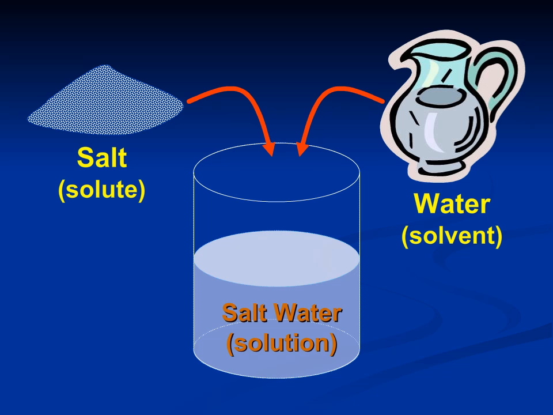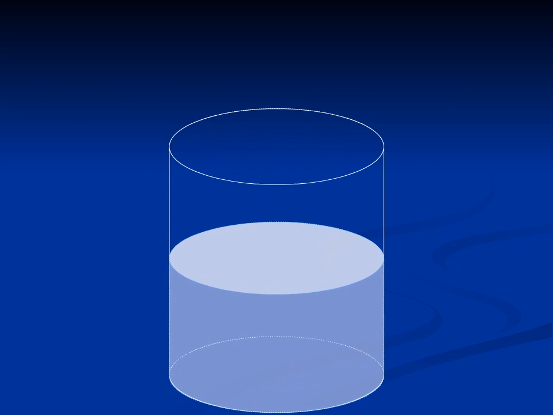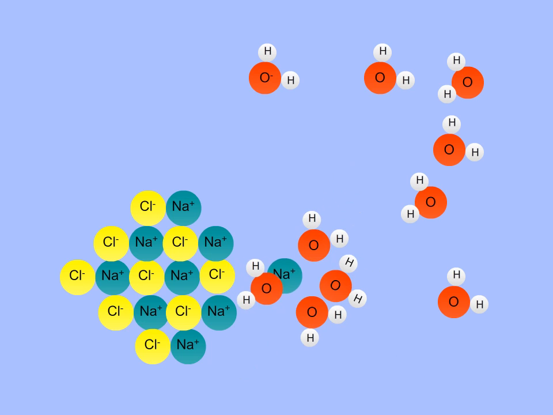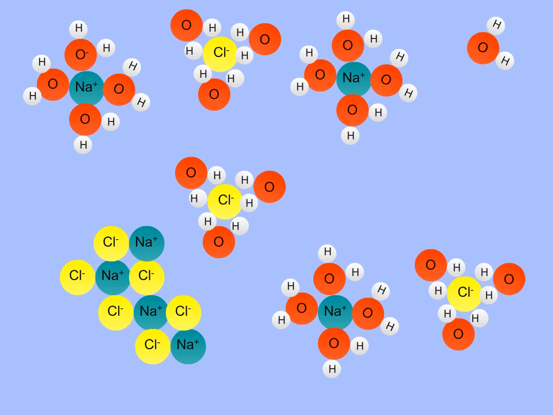Now, if we look very closely at what is going on at the molecular level, we would see that the polar water molecules are attracted to the charged ions in the salt. The partially negative ends of the water molecules surround the positive sodium ions, and the partially positive ends surround the chlorine ions, breaking the ions up. This is why polar substances, those with some degree of charge, will dissolve in water, and we give substances that dissolve in water a special name, hydrophilic, which literally means water-loving.